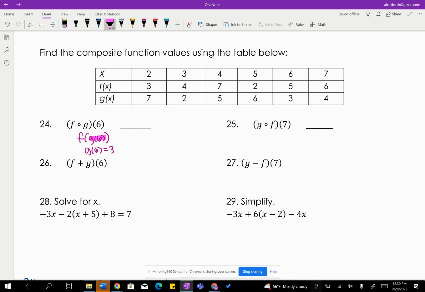F of 3, right? I just found g of 6 was 3, so now I take that and plug it into f. I'm going to look at my table, find the x value of 3, and ask myself, what is f? Well, it's 4. So that's your final answer.